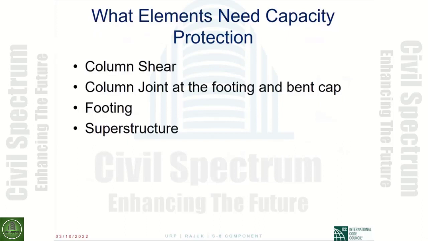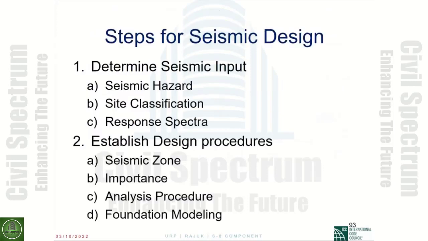What are the elements that you have to do the protection for? The column shear, joint shear, the footing, the bent cap, the footing itself, and the superstructure. So these are the steps for the seismic design. The first one is that you want to determine the seismic input, you want to find the seismic hazard at the site.